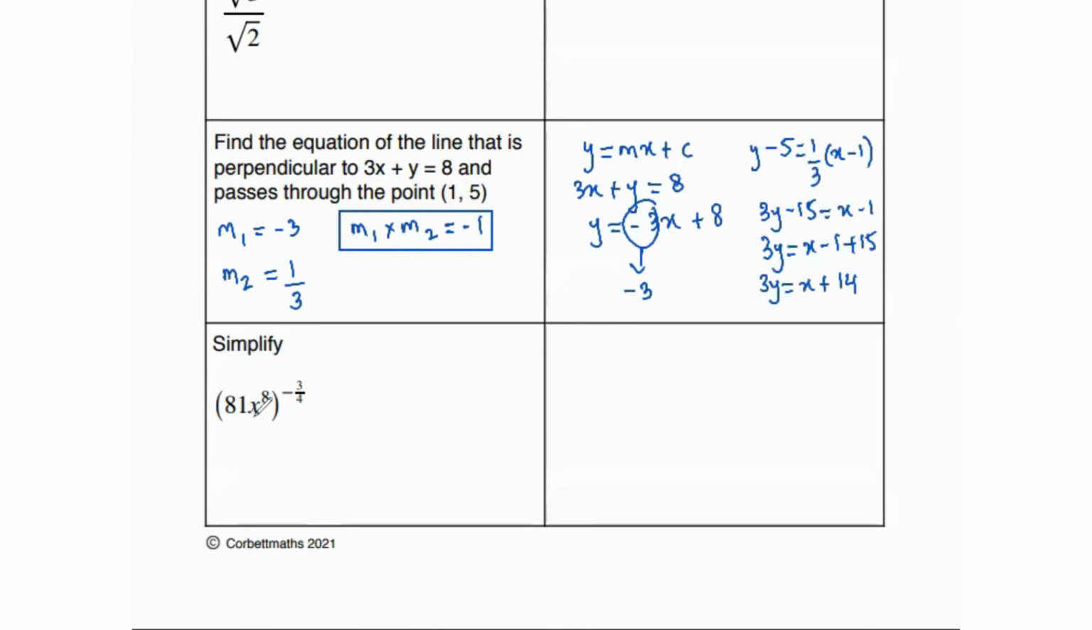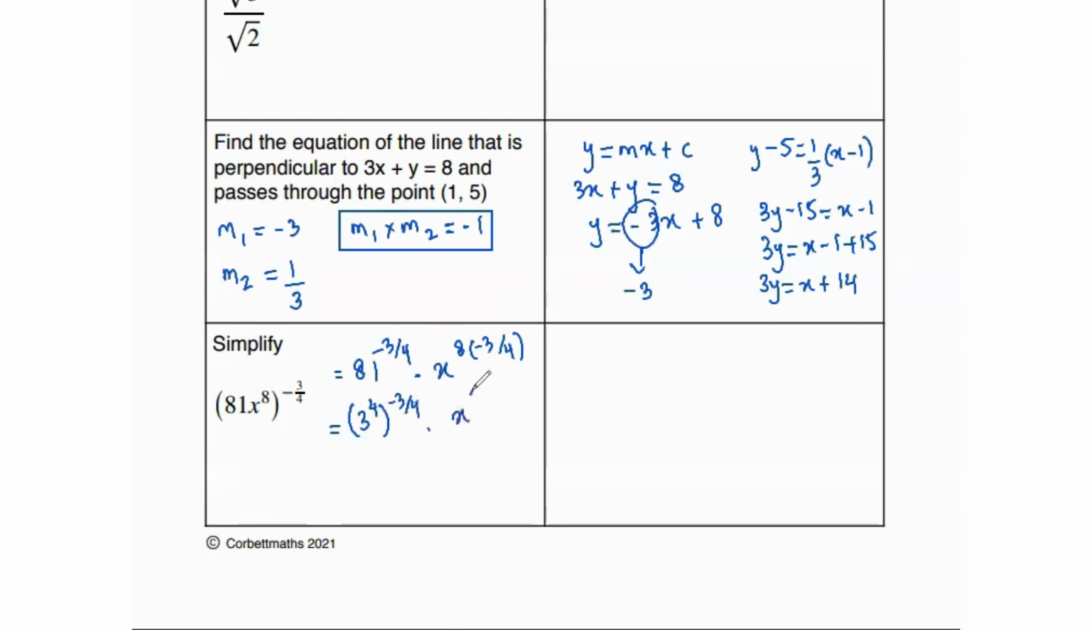Then it says simplify (81x⁸)^(−3/4). Whenever you have a power outside the bracket, we distribute the power to each term inside the bracket. So it's going to be 81 to the power of −3/4 times x to the power of 8 times −3/4. So that's going to equal, 81 is basically 3 to the power of 4.